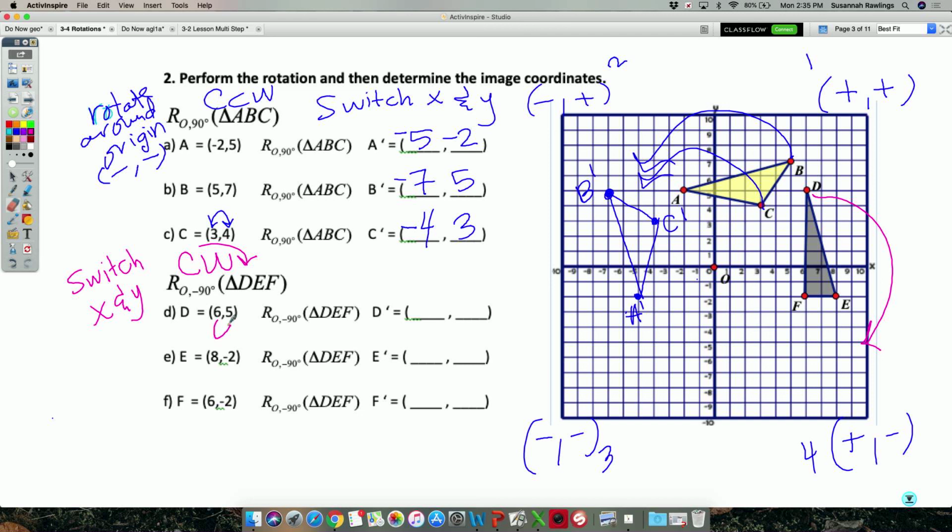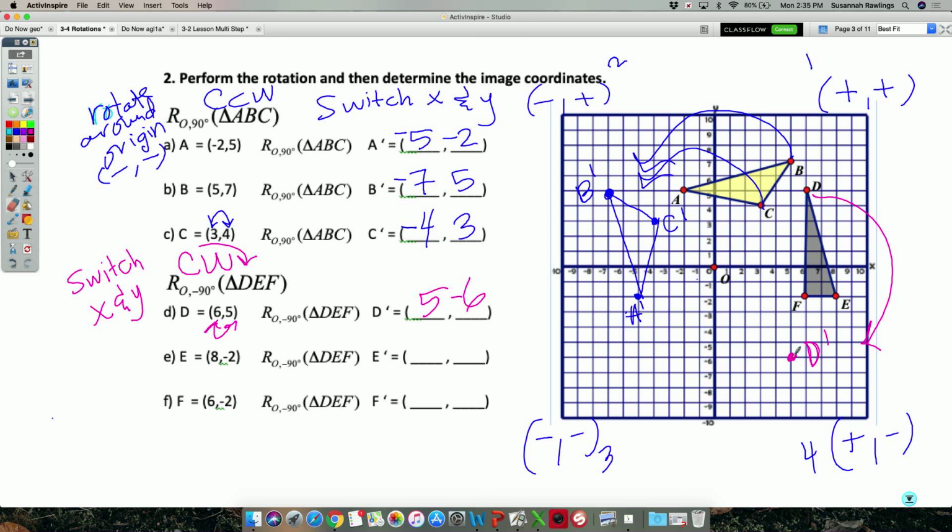So I take my point and flip it. A lot of people were forgetting to flip. So it's 5, 6, but I want it to be positive, negative. So it should be positive 5, negative 6, and I want to graph that. At this point you can kind of visualize it's going this direction.